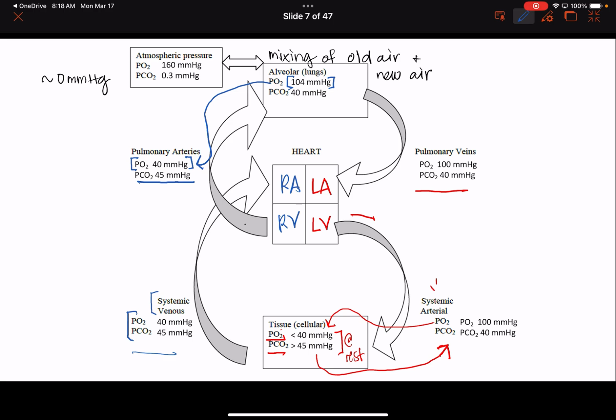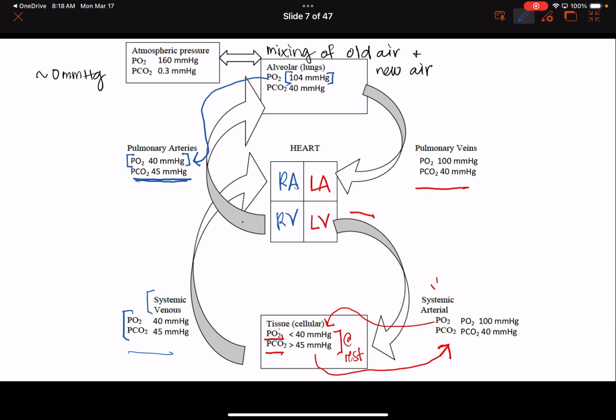And then PCO2 is 45 here at the blood. Inside the alveoli, PCO2 is only 40. So which way is the CO2 going to want to move? Towards the blood or towards the lungs? Towards the lungs, which again makes sense because we need to put that extra CO2, a waste product that we don't need, into the lungs so that we can breathe it out into the atmosphere and get rid of it.